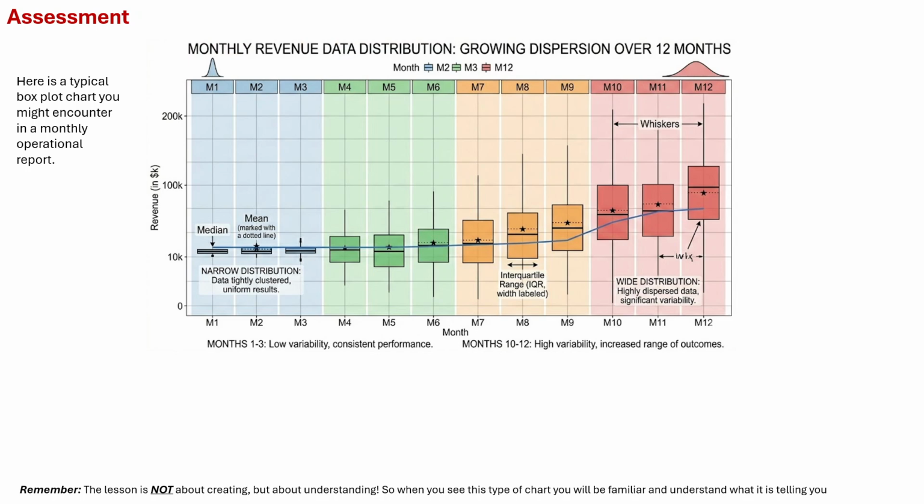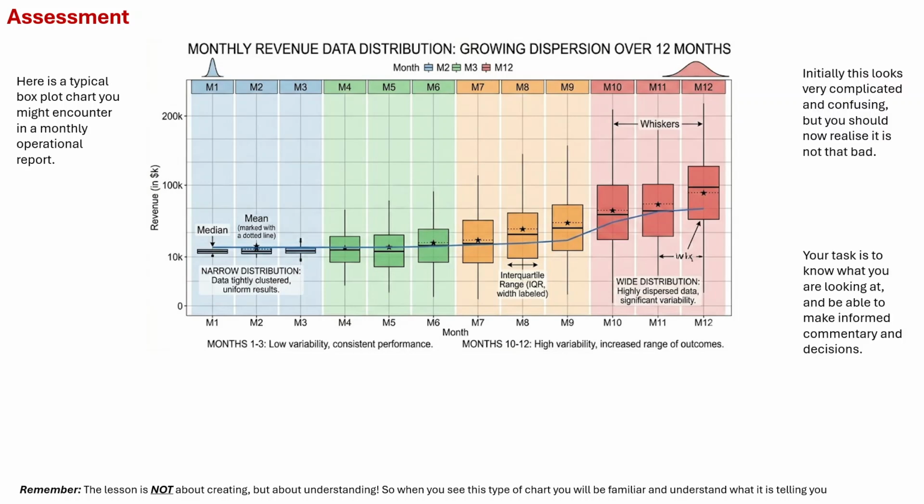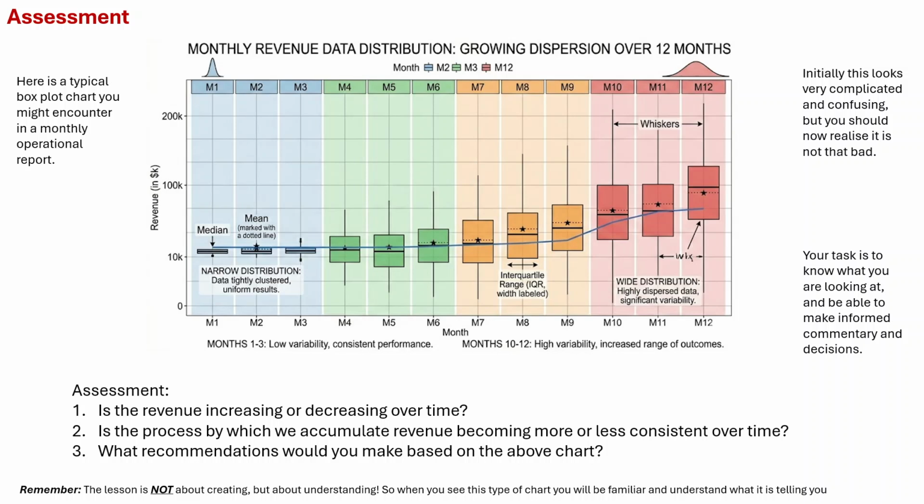So this initially, again, looks very busy, but it's not that bad. So, you know, my question to them would be, is the revenue increasing or decreasing? You should be able to derive that. Is the process getting more or less consistent over time? Again, you can derive that. And then what recommendations would they make? So for me, I'm looking at this and thinking, well, the process is actually getting more variable over time. So I'd probably want to tighten that up, because the tighter my process, the more predictable my revenue.